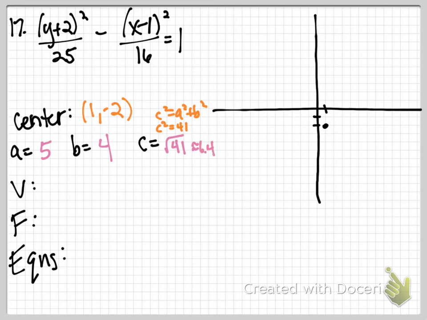So the y comes first, which tells me it's vertical. So I'm going to go up and down 5. 1, 2, 3, 4, 5. And then down 1, 2, 3, 4, 5. Okay. Now those points are 1, 3, and 1, negative 7. Okay, remember you're going to use B in order to find the box. So you're going to go left 4 and right 4. And now draw the box.